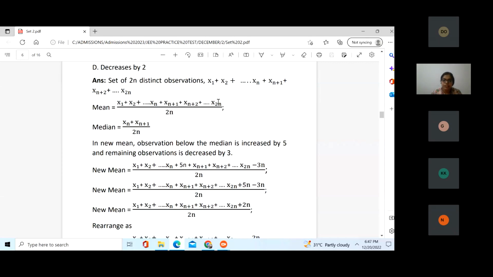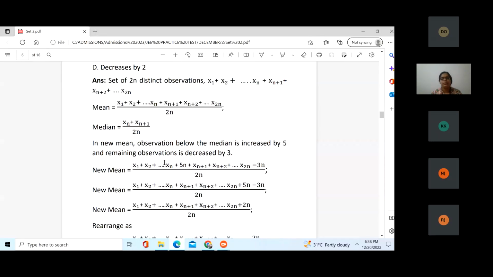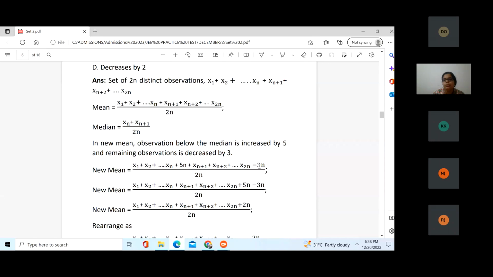So what will be the new mean? It is x1 plus x2 plus etc. up to xn, and all of them we are increasing by 5, so 5n. And in the second case, xn plus 1, etc. up to x2n, we are decreasing by 3. I have just rearranged it: the new mean is equal to x1 plus x2 plus etc. up to xn plus 5n plus xn plus 1 plus etc. x2n minus 3n, all divided by 2n. Now in these terms, you can just subtract the 5n and 3n terms, and you get 2n.